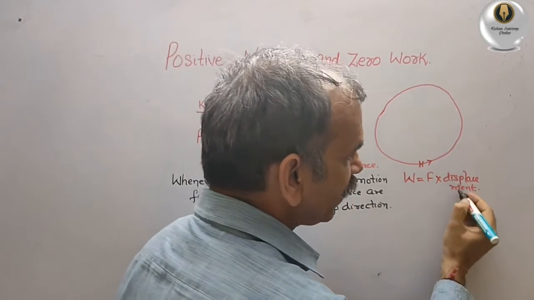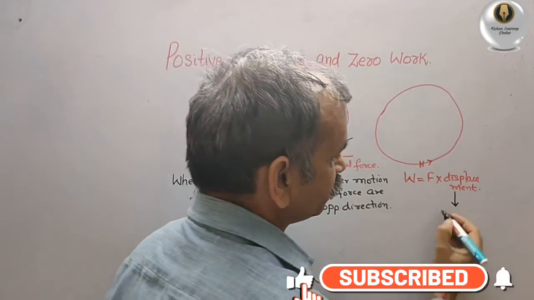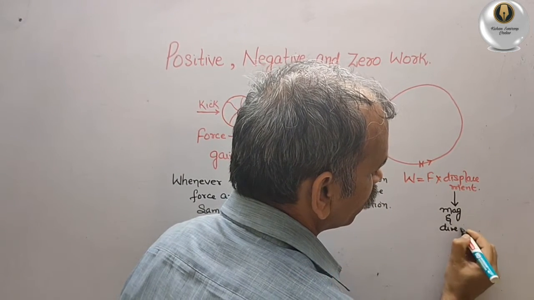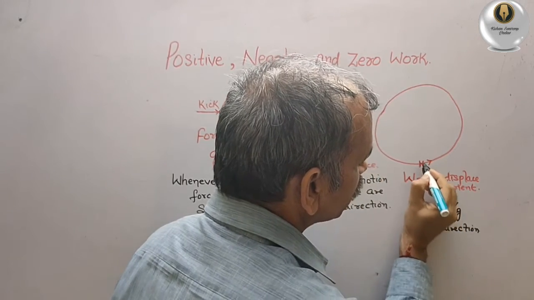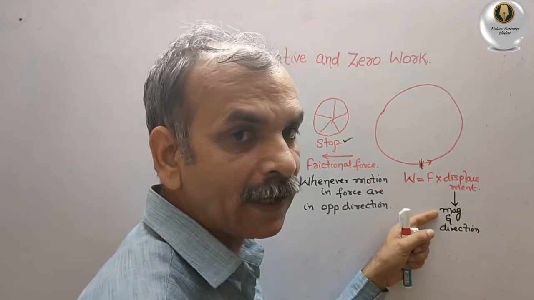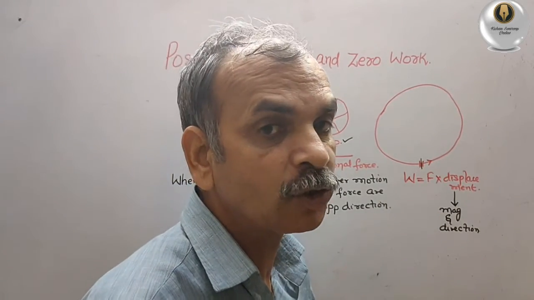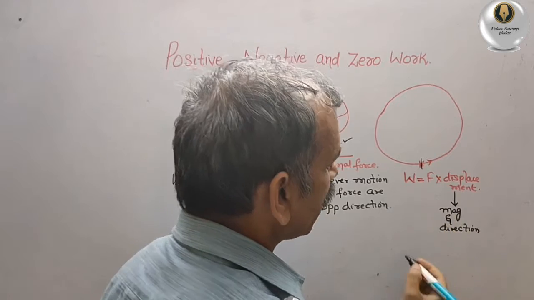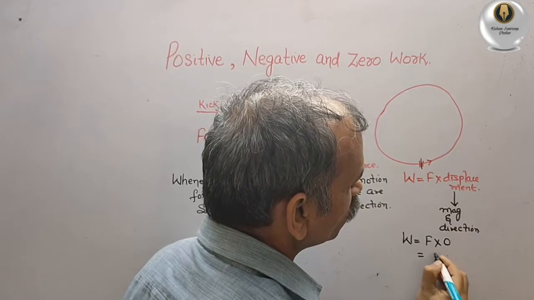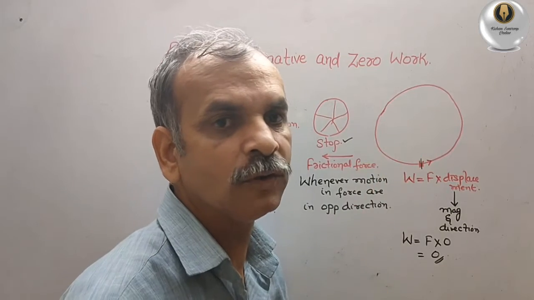That means displacement contains your what? Magnitude as well as direction. But if you start from here and end at that point, that means your magnitude is 0 and it does not contain any direction also. That means क्या होगा आपका? W is equal to F into 0. That gives you 0. So now we can say the work is 0.